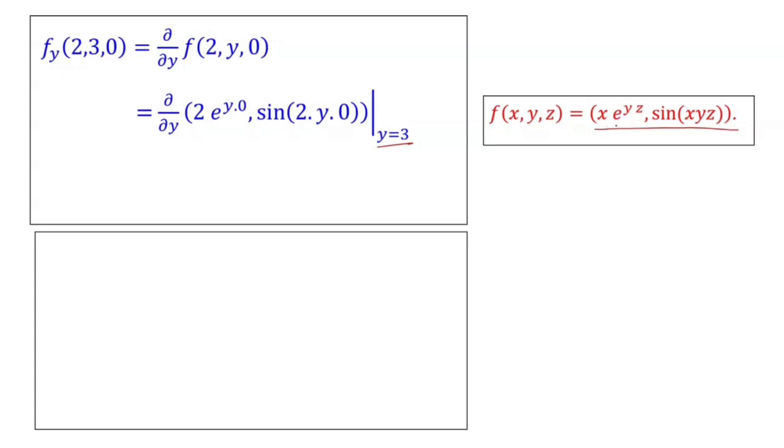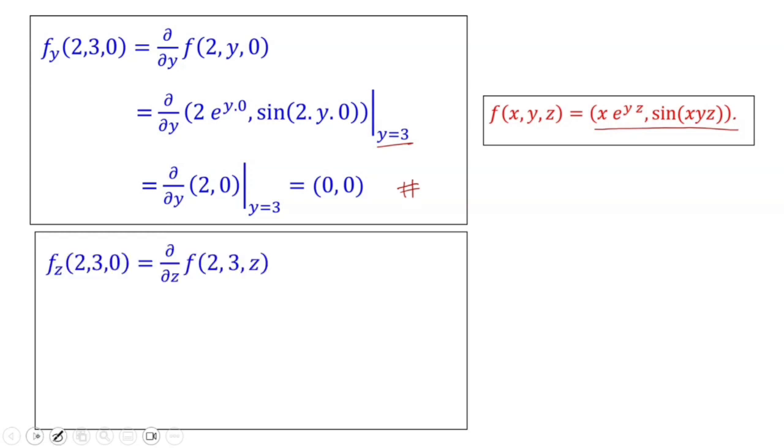So therefore you will get here x e to the power y 0, and here you will get sine 2y 0. So we got this point here, that del f del y at the point is 0. So this is the answer. Now move to the next question.